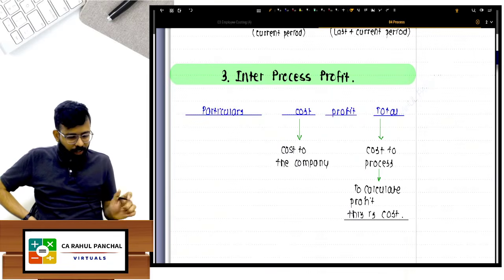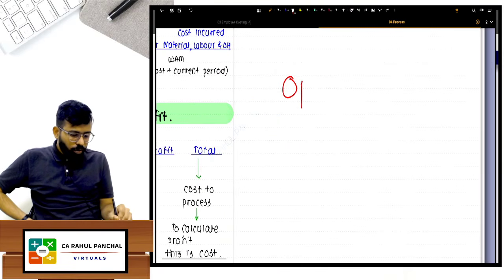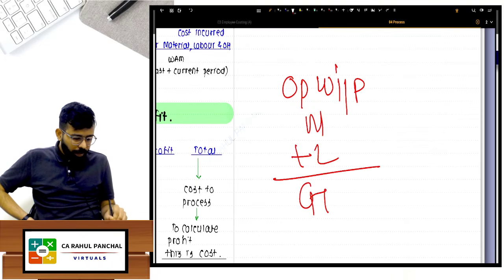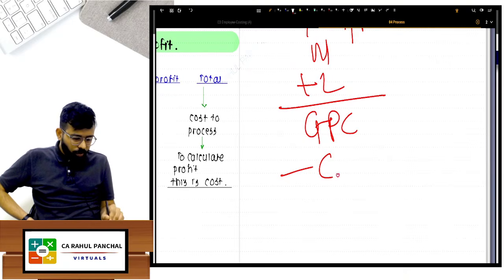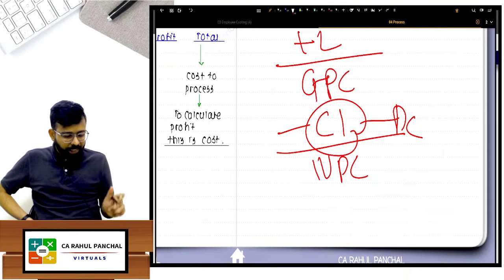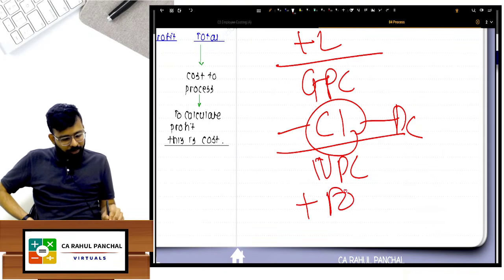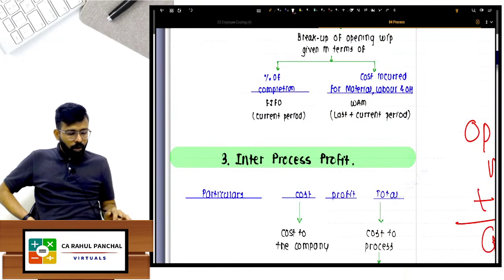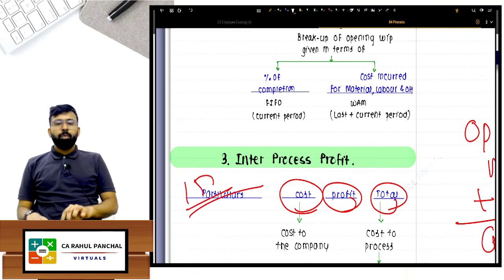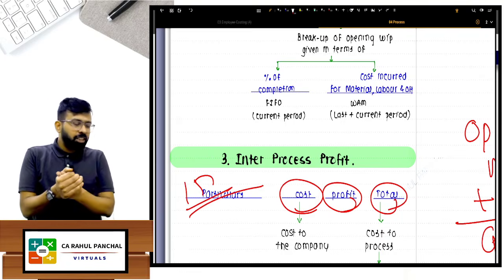And for the prime cost, the format is like this. Opening WIP, material, labor, you get gross prime cost, then minus closing stock, you get net prime cost, because stock is valued at prime cost. It was written specifically. Whenever the question comes, they write this. Then after net prime cost you add factory overhead, then you get total cost, and then profit and so on is added. And in columns there are 3 columns: cost, profit, total. There will be a 15-line format for inter-process profit. And yes, this is the revision that we are done with.